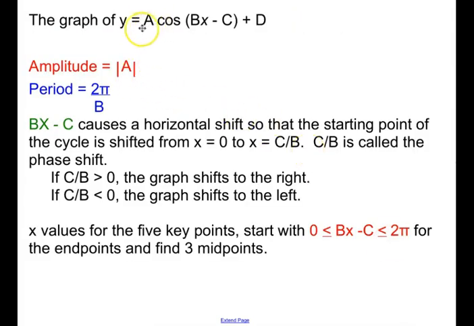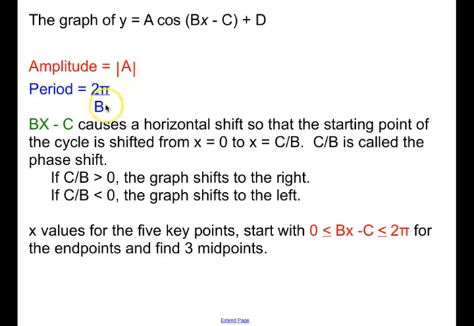So if I have y is equal to a times the cosine of bx minus c plus d, a, b, c, and d all do the exact same thing to the cosine graph. I just have a different general shape for my parent function. The amplitude is still the absolute value of a. Negative is going to give me a reflection. The period is still going to be 2 pi over b.